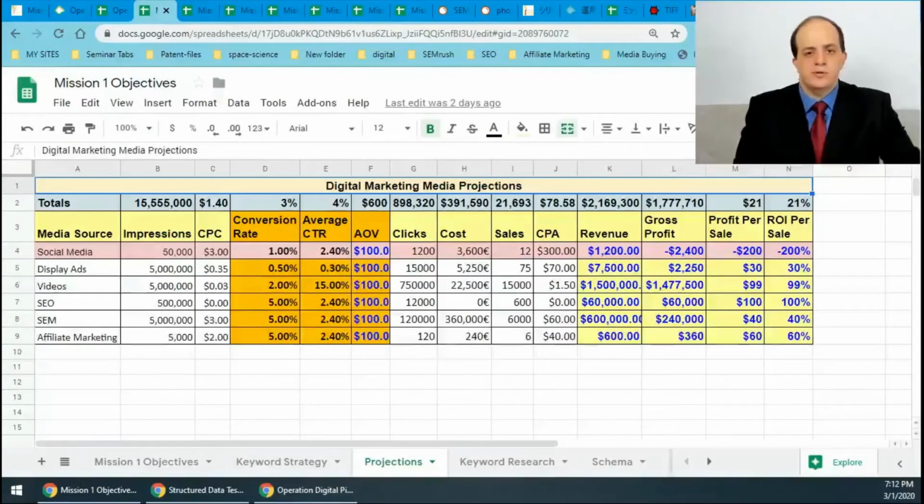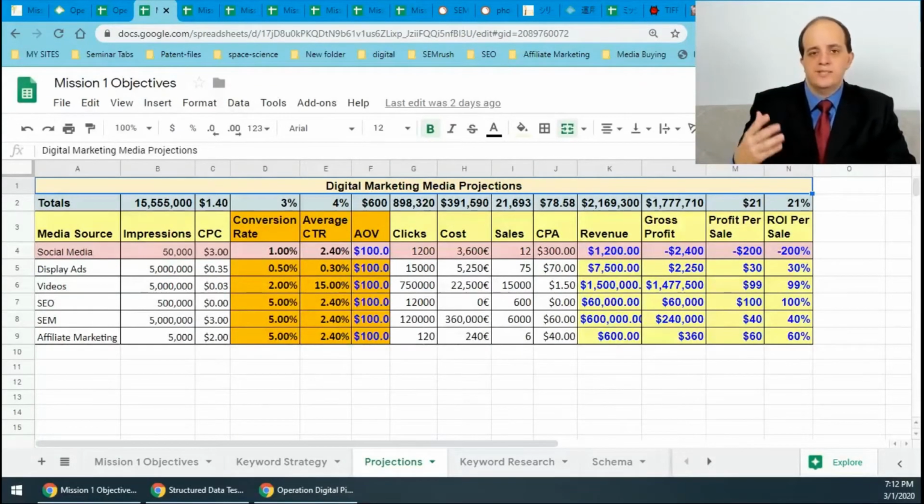The next deliverable on the list is digital marketing projections. What does that mean? Well, there's a lot of different avenues in digital marketing, a lot of different divisions of digital marketing: social media, display ads, videos, SEO, SEM, and affiliate marketing, email marketing. The list goes on. This is just a short list to explain and to give examples of what kind of media we put into the digital marketing strategy so that we can develop proper projections.